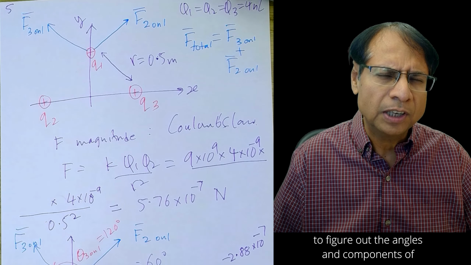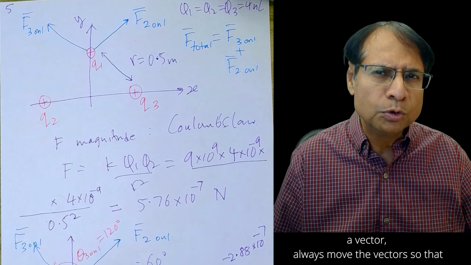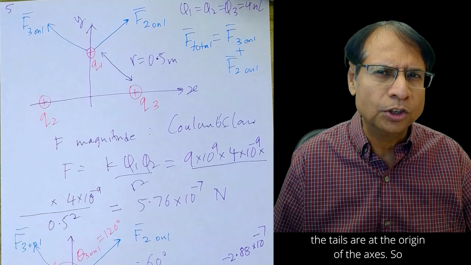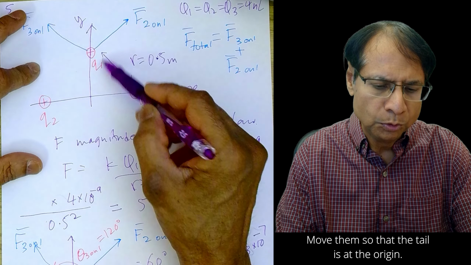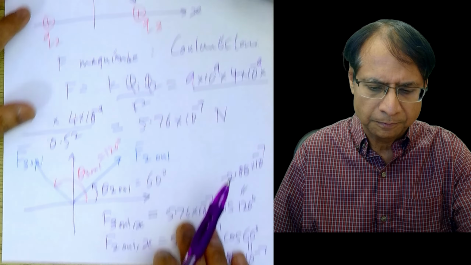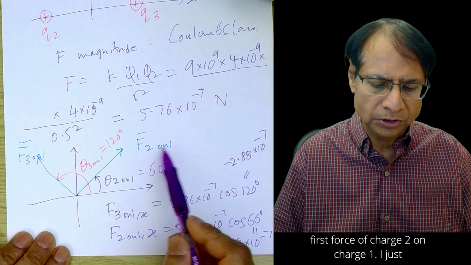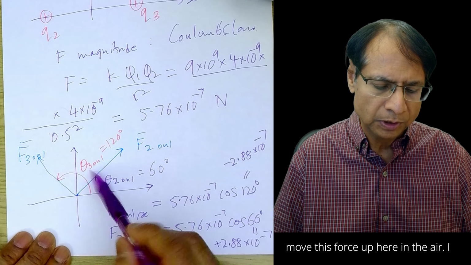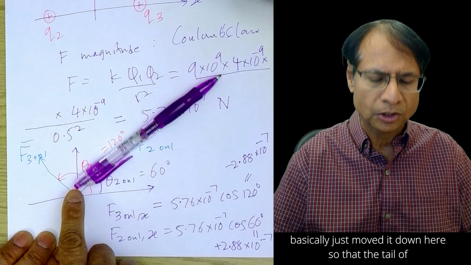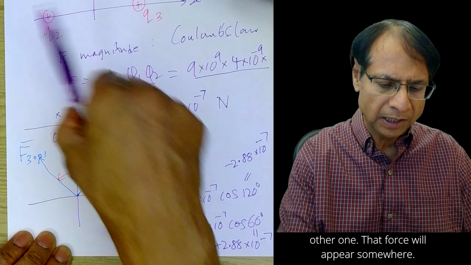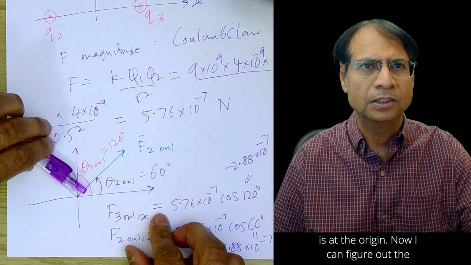So anytime you're trying to figure out the angles and components of a vector, always move the vectors so that the tails are at the origin of the axes. Here these things are floating in the air. Move them so that the tail is at the origin. So I've done that over here. This is that first force of charge 2 on charge 1. I just moved it down here so that the tail of the vector is at the origin. Same with the other one. That force was up here somewhere, and then I just moved it so that the tail is at the origin.